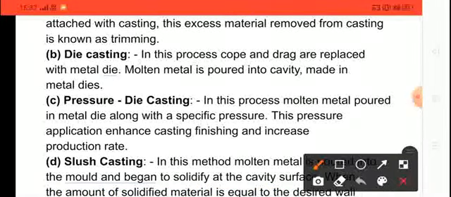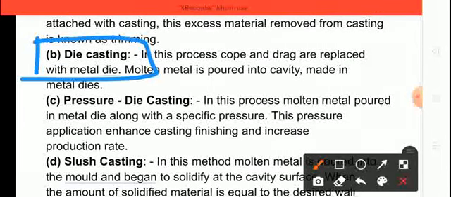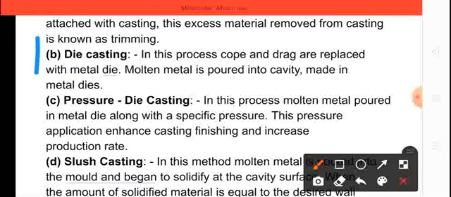The second method is the die casting. We have seen the sand casting, its process, steps. Now the most important thing is the die casting after the sand casting. In this process, cope and drag are replaced with metal die. Here we are using a metal die instead of sand, as a mold material. Molten metal is poured into the cavity made in metal dies. In metal dies only the molten metal is added and then it will be removed and a casting is formed.